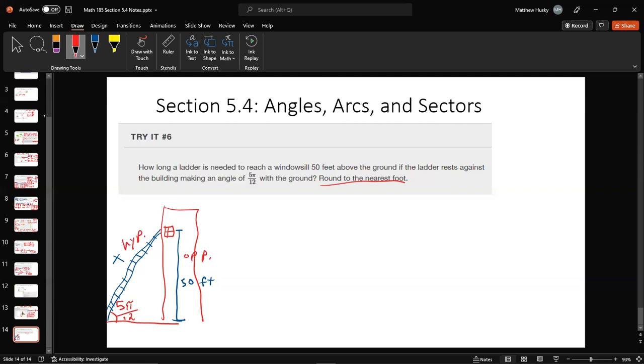So again, if we go back to SOHCAHTOA, if we have the opposite and we want the hypotenuse, the one with opposite and hypotenuse is sine. So what we're going to do is the sine of 5 pi over 12. And that is going to equal the opposite, which is 50, over the hypotenuse, which is x.